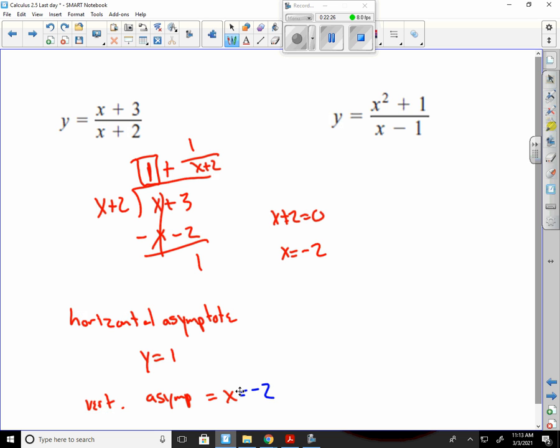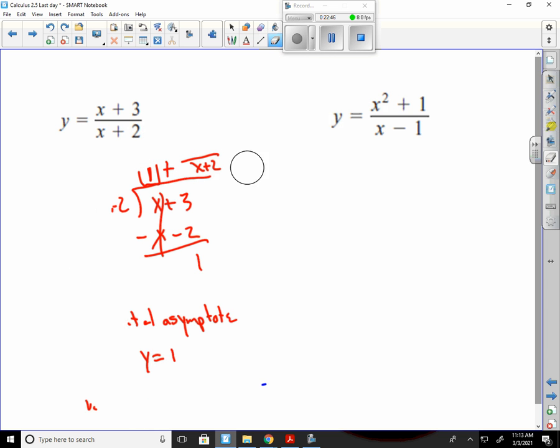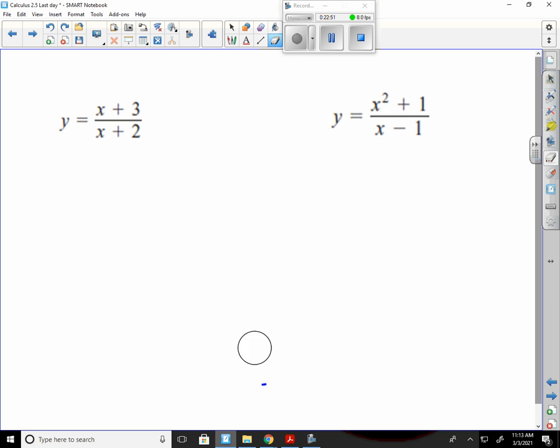And so those are the asymptotes for this one. For the next example, we have x squared plus 1 over x minus 1. Using the same method, we're going to do long division. x minus 1 going into x squared plus 1.